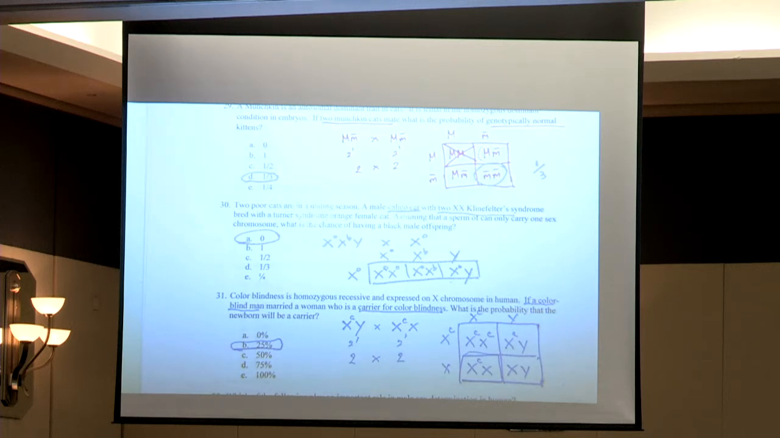So the question is, what is the probability that the newborn will be a carrier? They didn't say it's either male or female, right? So you cannot assume that it's male, too, right? Like they said, the newborn, do you know if it's male or female? You don't know, right? And also, when you look at it overall, they just ask what's the percentage of the carrier from all the probability? So there's only 1 out of 4.